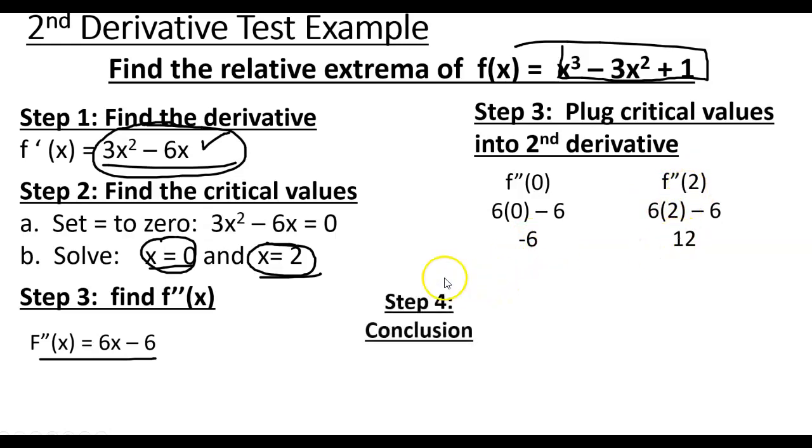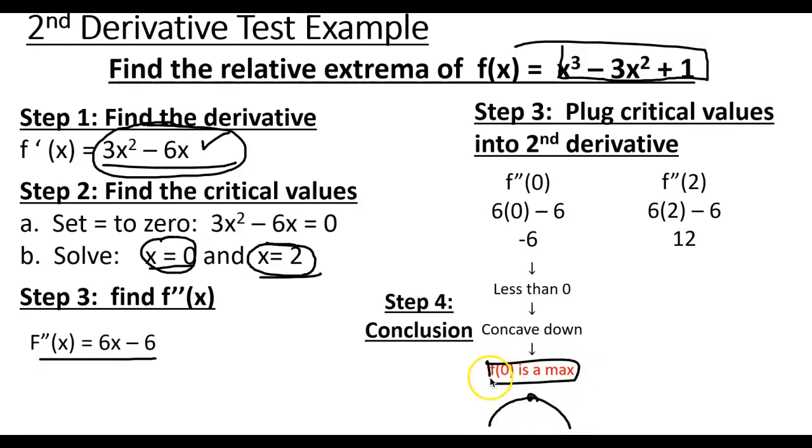So what does this tell me? Well, negative 6 is less than 0, which means that my graph is concave down. If your graph is concave down, that would mean that point in the middle, f of 0, must be a maximum value. Likewise, since the 12 is greater than 0, that would mean my graph is concave up, which means that f of 2 is a relative minimum.